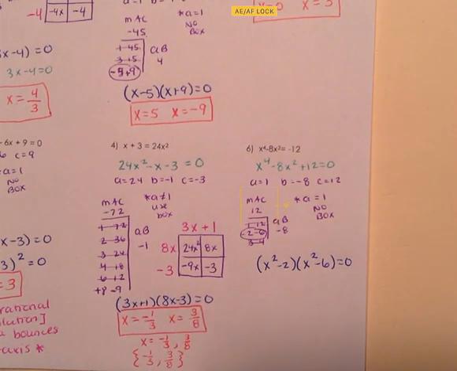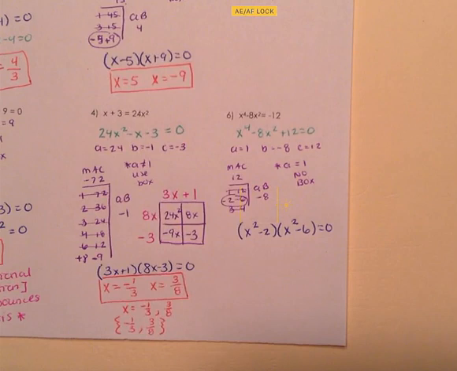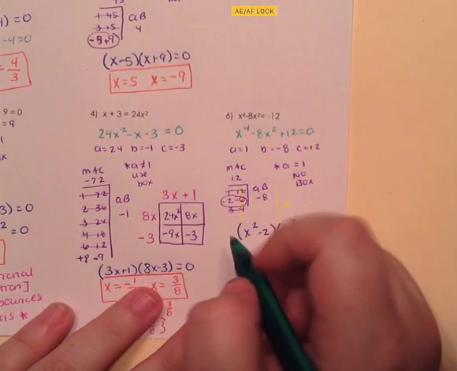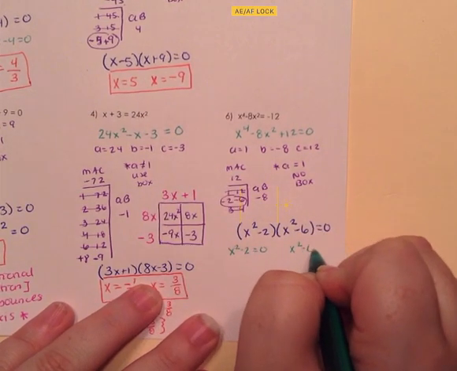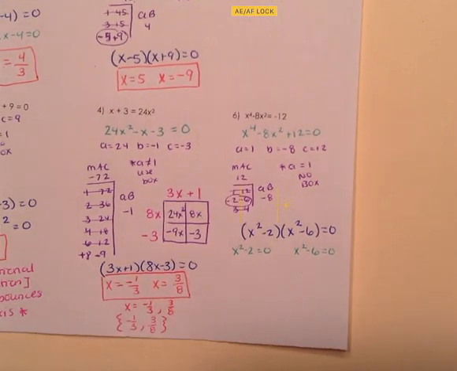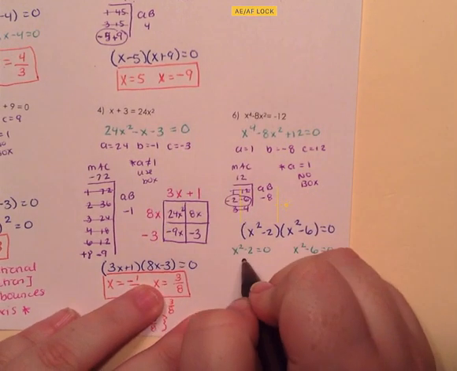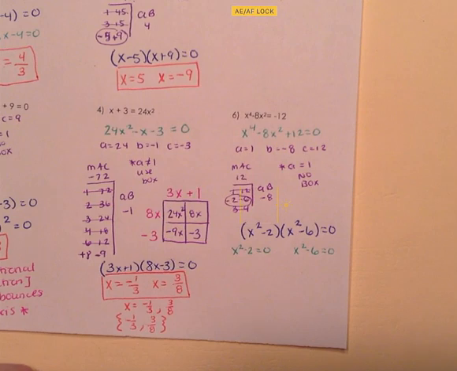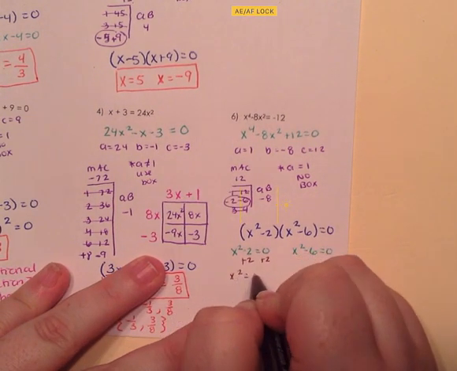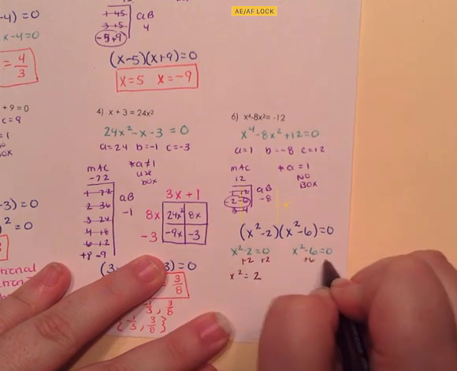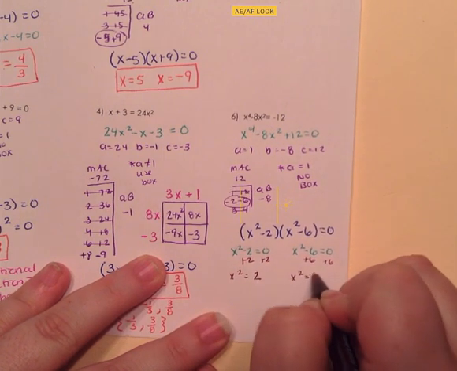Now what we do here is that we don't just say it's equal to 2 and equal to 6. We actually have to set them equal to 0 and solve. So we have x squared minus 2 equals 0, and x squared minus 6 equals 0. Now this is just a basic equation. We want to add the values to the other side, so we're going to add the 2. So it's going to be plus 2. We have x squared equals a positive 2. We're going to do the same thing with our 6. So we have x squared equals 6.